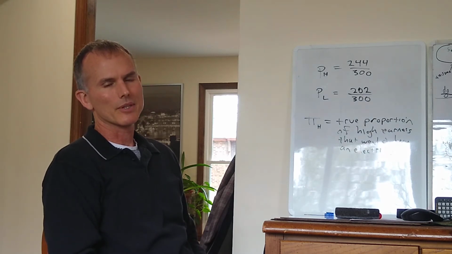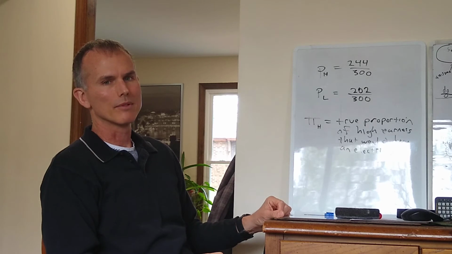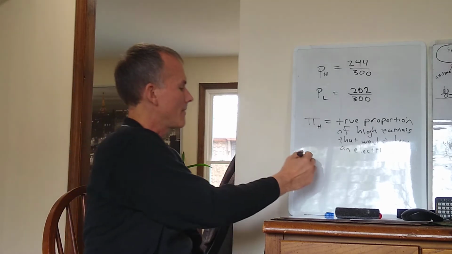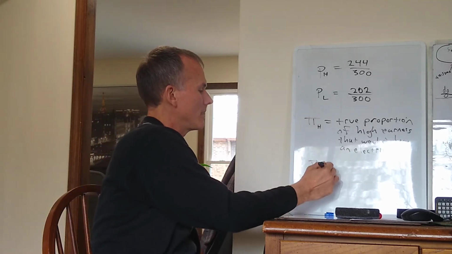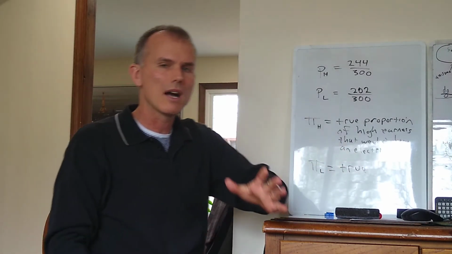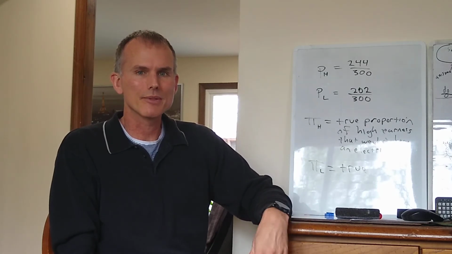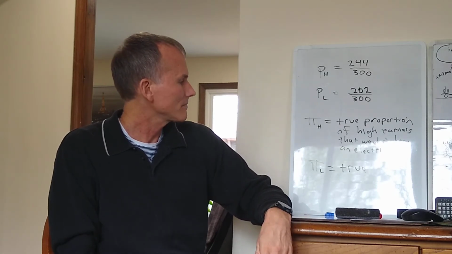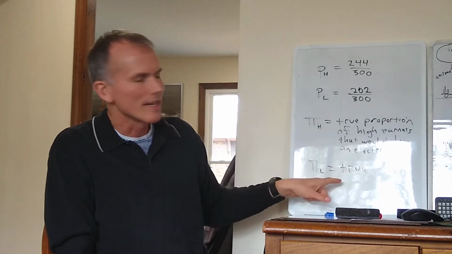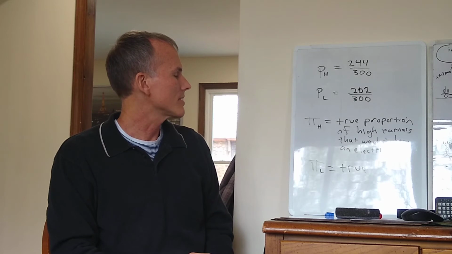Now, I'm not going to write out the whole parameter of interest for the low-income people, but pi sub L would represent the true proportion of low-income people that would be willing to purchase an electric car if gas rose to $6 a gallon. Okay, so you can fill in the rest of that at home. So we define the parameters of interest.